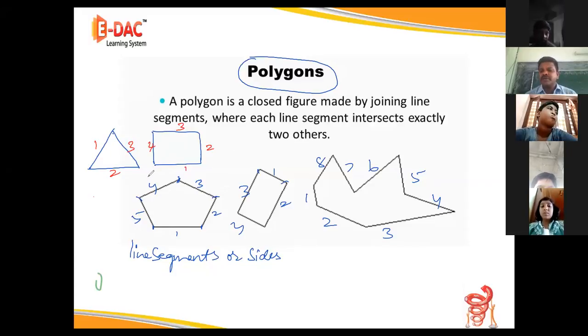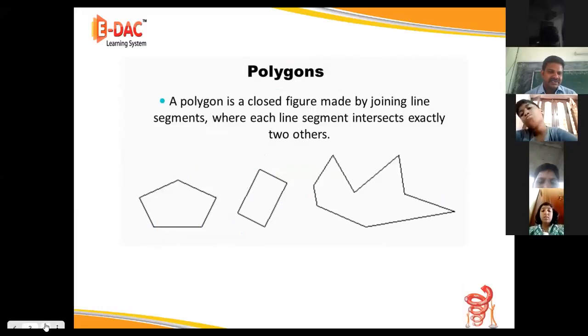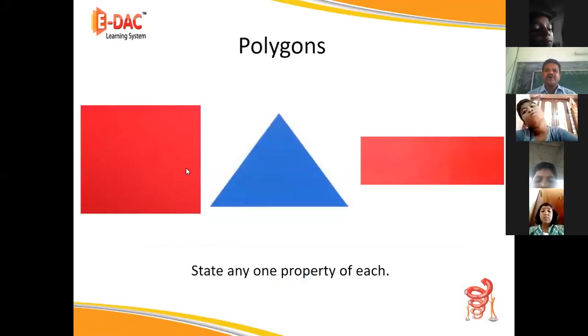So there are two types of polygons we have. One is regular polygons and the other is irregular polygons. What are the regular polygons and what are the irregular polygons? In the next slide, we can see that, right? Yes. These are all polygons.